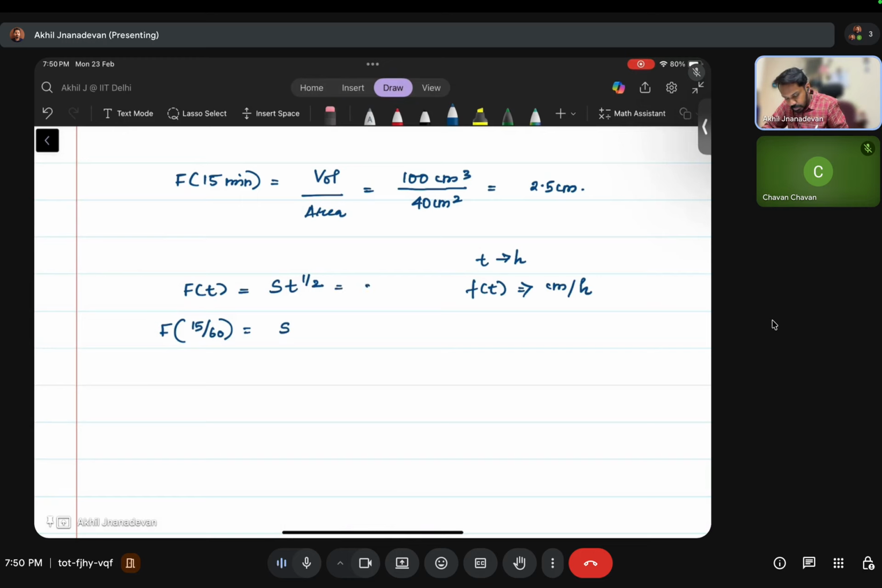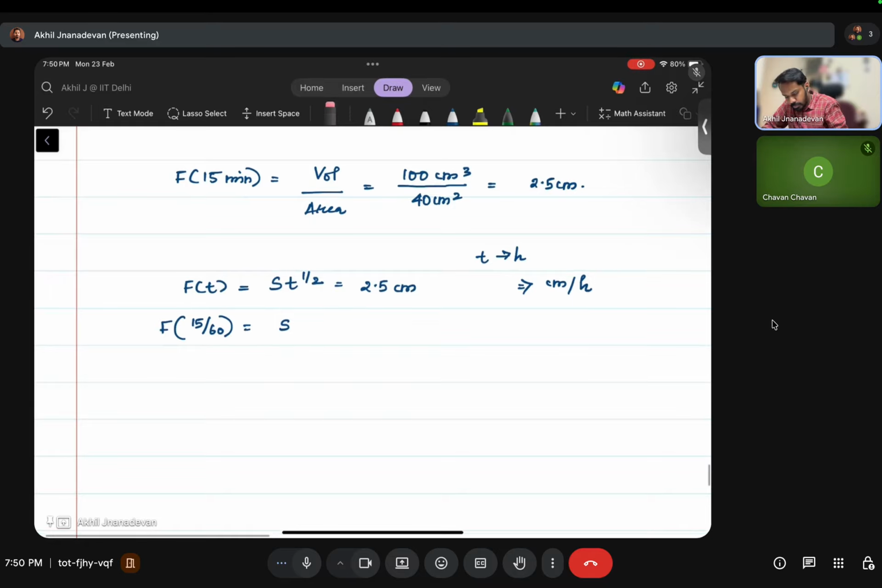So this is equal to 2.5 centimeter. And so this will be capital F(T), and that we'll be getting in centimeter, right? So S of 15 is 0.25, T is equal to 0.25 raised to half, that is equal to 2.5.